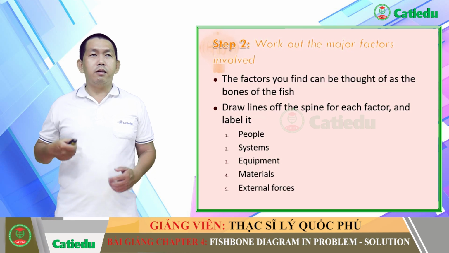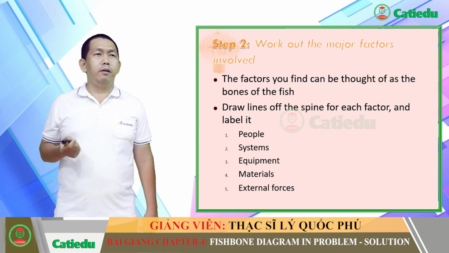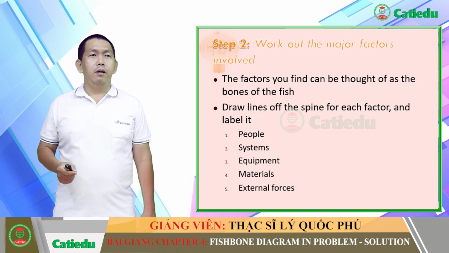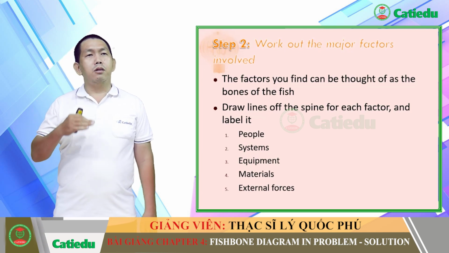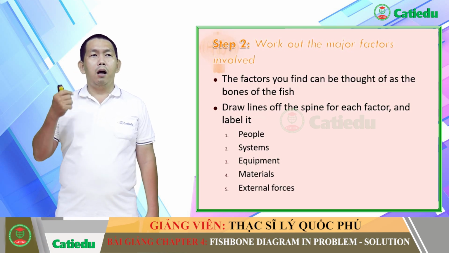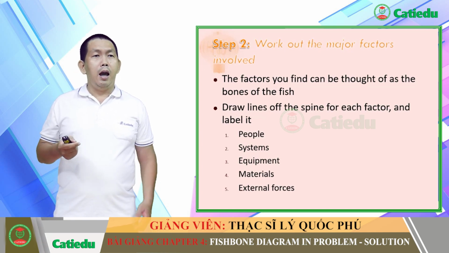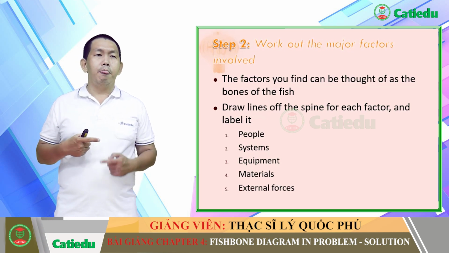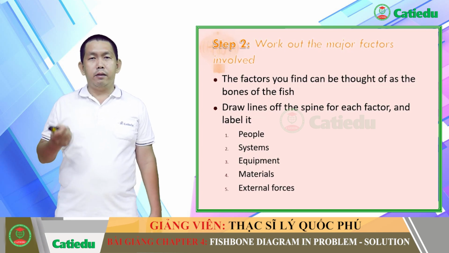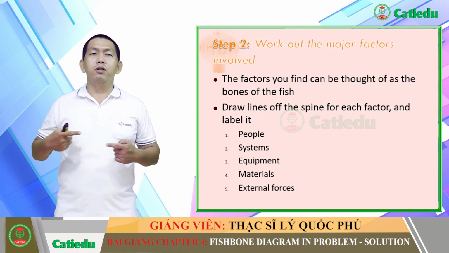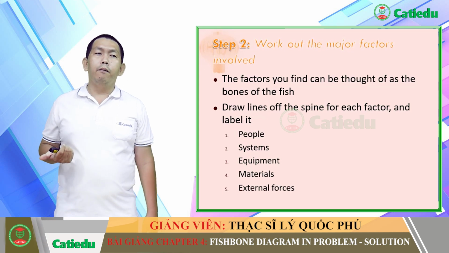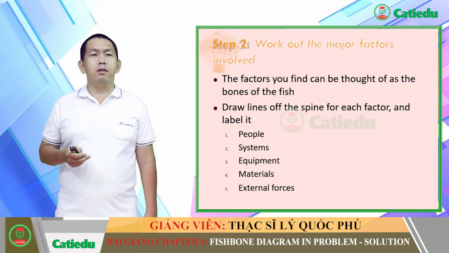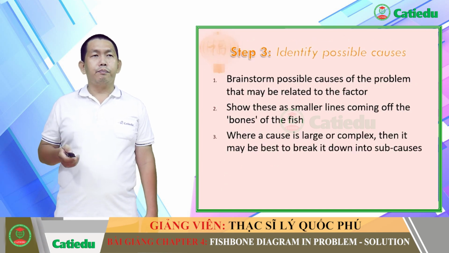Step 2, you have to work out the major factors involved. The factors you find can be thought of as the bones of the fish. You draw the lines of the spine for each factor and label it. There are 5 major factors that you should label on the bones of the fish: the people factor, system factor, equipment factor, materials factor, and external forces factor.